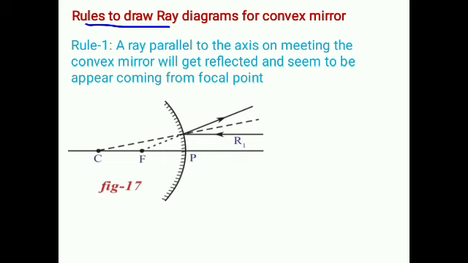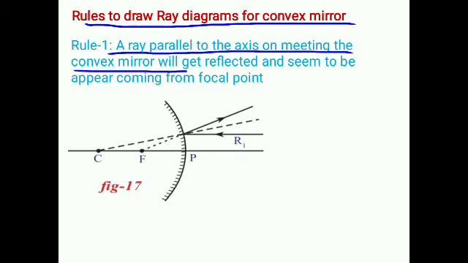Rules to draw ray diagrams for convex mirror. These rules are similar to concave mirror rules. Rule 1. A ray parallel to the axis on meeting the convex mirror will get reflected and seem to appear coming from the focal point. So this is ray 1.